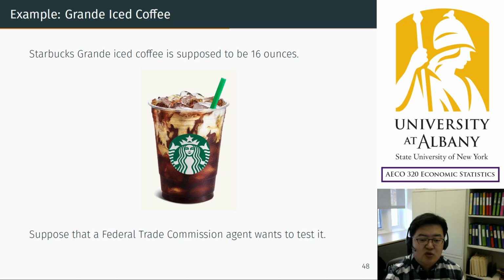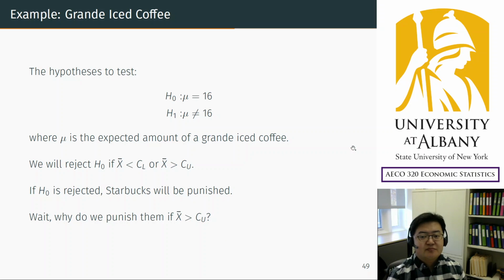saying iced coffee has lower content, a little too little than it advertised. It's supposed to be 16. So you are a Federal Trade Commission agent. You want to test it. Then in this case, you may imagine a hypothesis test like this. Without any evidence, you believe that the amount of the iced coffee is 16 ounces, which is the correct amount. And the alternative is different from 16, right? Exactly. So you randomly order 100 coffees and measure them and see if their average is 16 or not. Something like that.